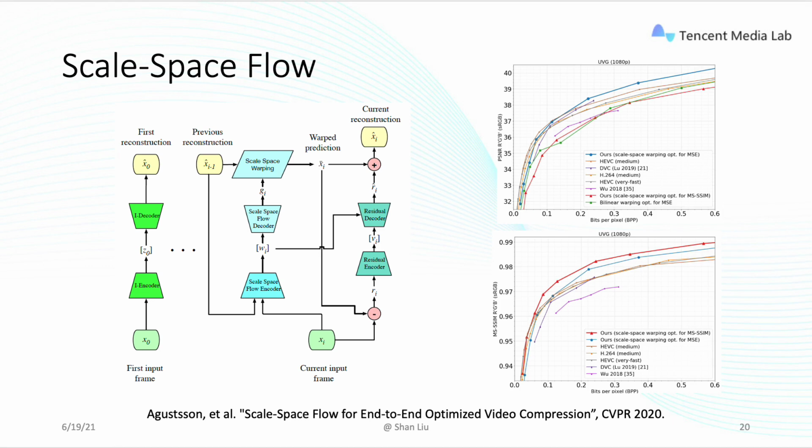In last year's CVPR, the scale space flow network was presented, in which a generalized warping operator was designed to better handle common failure cases such as fast motion, and thus can provide competitive compression results. I will skip the details of this paper due to the time limit. The reference is listed at the bottom of the page for your interest.